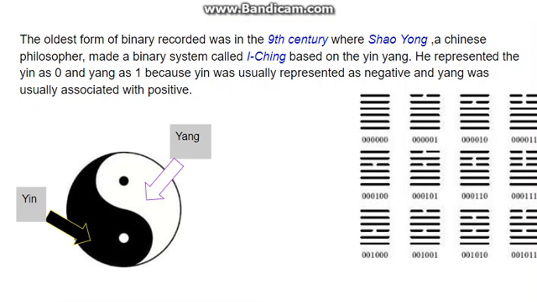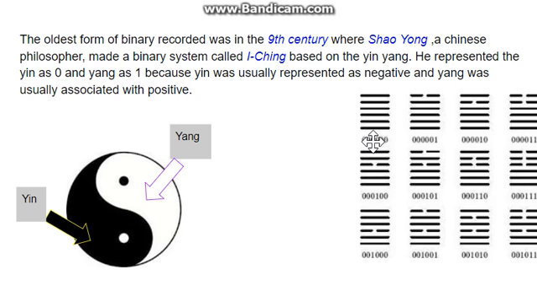The oldest form of binary recorded was in the 9th century, where Xiao Yong, a Chinese philosopher, made a binary system called I Ching, based on the yin-yang. He represented the yin as 0 and the yang as 1 because yin was usually associated with negative and yang was usually represented with positive. Here are some examples of what I Ching would look like.